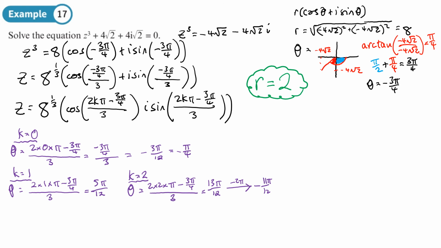Okay, so how many have I got so far? 1, 2, 3. Right, we'll stop there. We know there aren't going to be any others. So our arguments are here, negative pi over 4, here, and here.